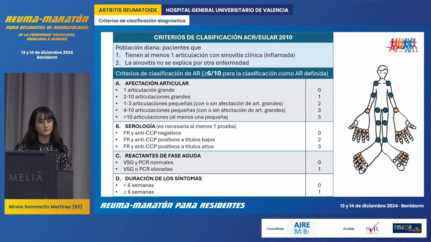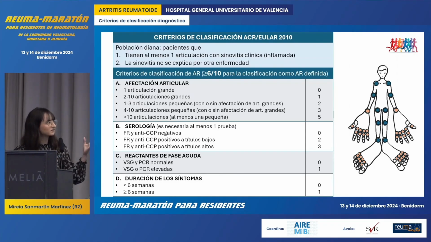6 points. To simplify them a bit, although these criteria are already quite straightforward, we can say that the specialist clinician applying them mainly relies on 2 things. On one hand, the medical history and physical examination, since the duration of symptoms is scored. From 6 weeks onward, we would assign 1 point. And also joint involvement. Because as you can see, and logically so, the more joints affected, the higher the score, and especially if the affected joints are smaller, you score even more.